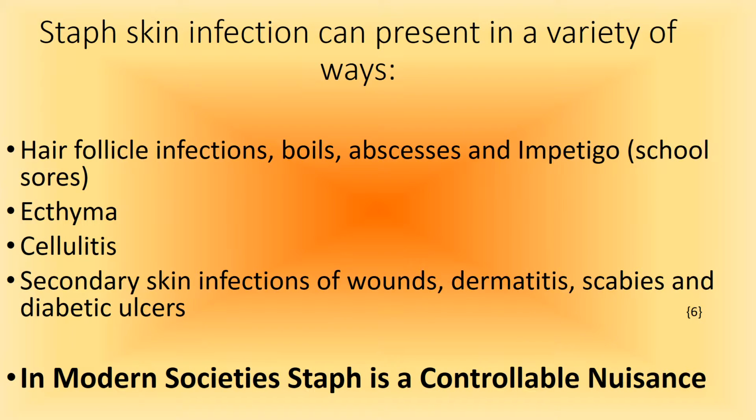One third of all people are colonized by staph. Staph skin infection can present in a variety of ways, including hair follicle infections, boils, abscesses, and impetigo, the school sores, eczema, cellulitis, secondary skin infections of wounds, dermatitis, scabies, and diabetic ulcers. In modern society, staph is a controllable nuisance.